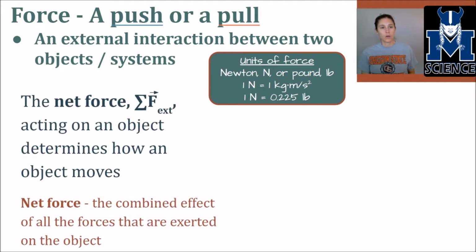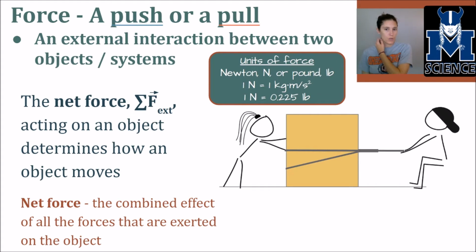Forces are what cause objects to move or change their motion. The net force acting on an object means the sum of all the forces acting on the object, so the combined effect of all the forces exerted on the object. If we have two movers moving this large box, we have a push and a pull, but those are not the only forces acting on the box.